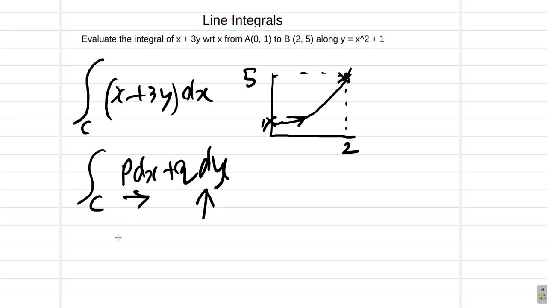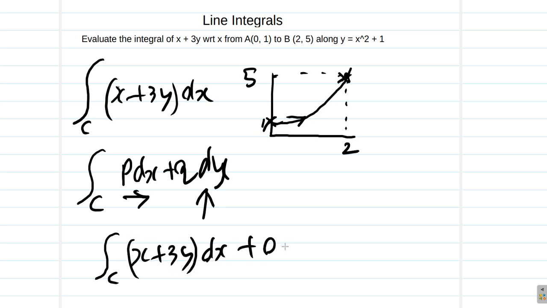So if you look at it, it can be written as the integral along a curve of x plus 3y dx plus 0 dy. So it doesn't have any y components. It goes straight across in terms of the integral from (0, 1) to (2, 5). The y component in this case is 0. All right.